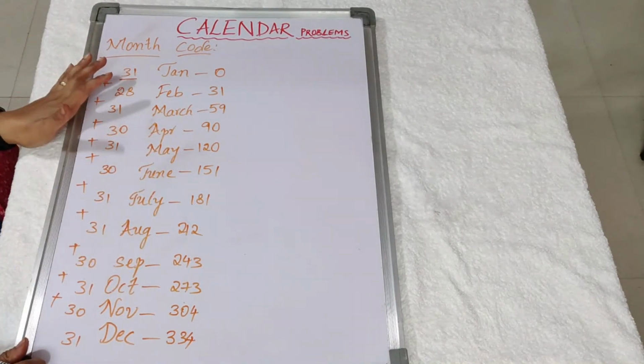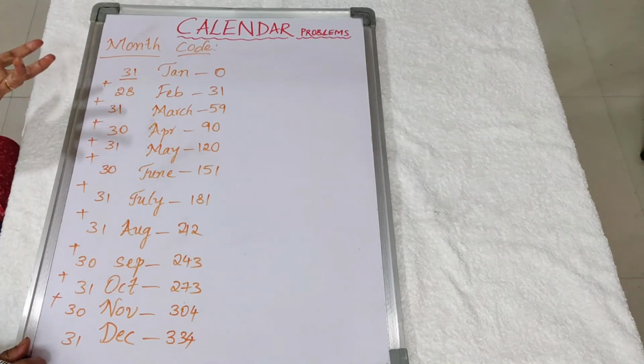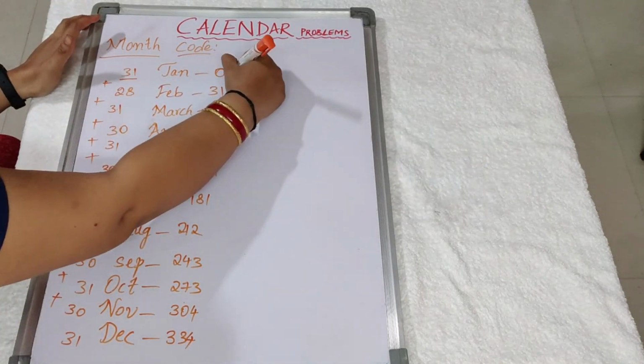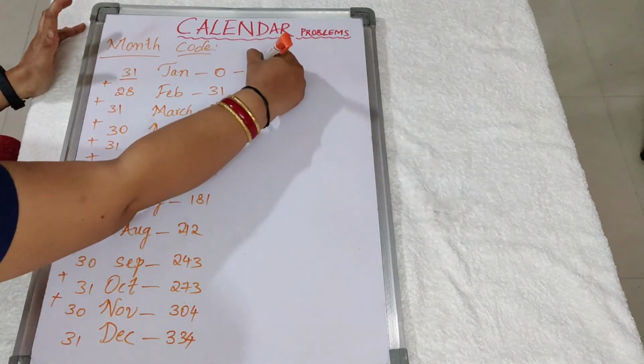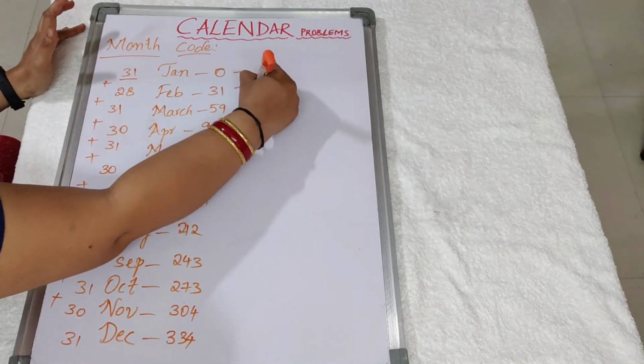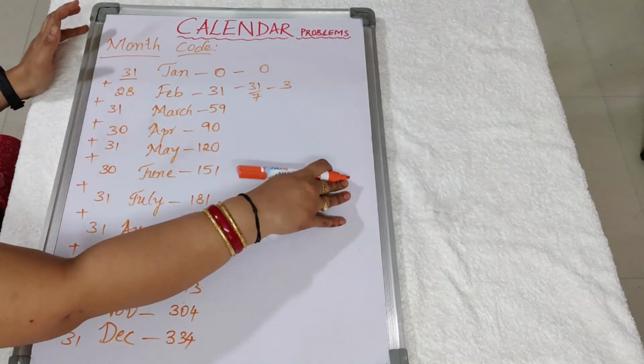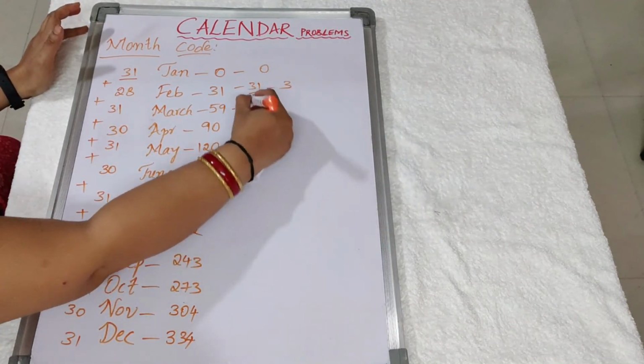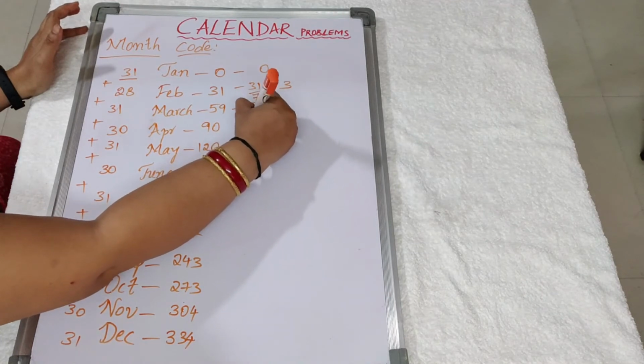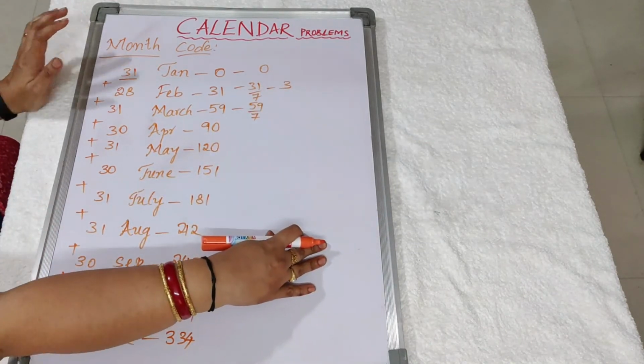Now what do we do here? We are going to divide them. We are going to find out odd days. So for odd days, 0 is always 0, we know. So 31 by 7, how many odd days do we get? We get 3. So next, similarly, 59 by 7, how many odd days do we get? What is the remainder?